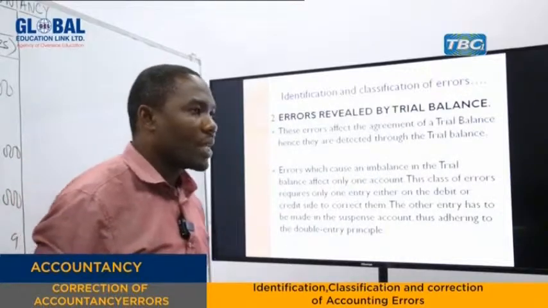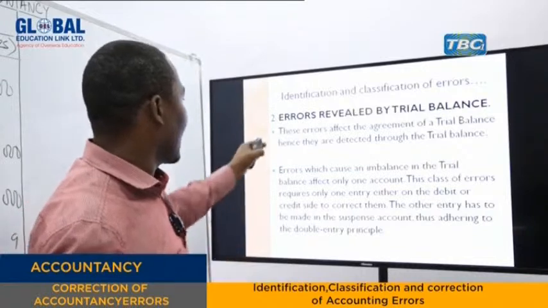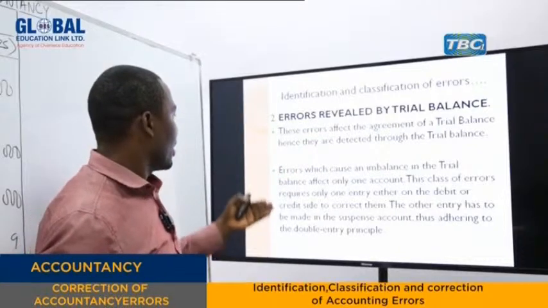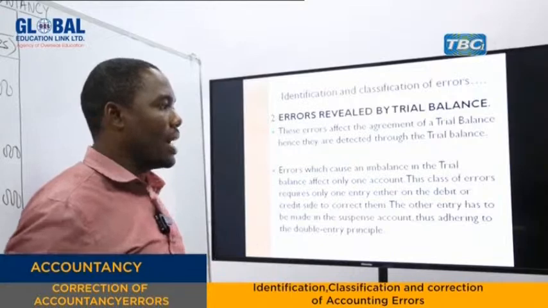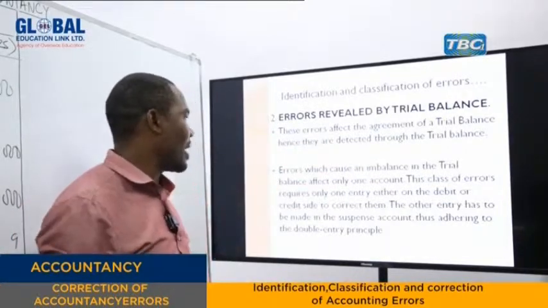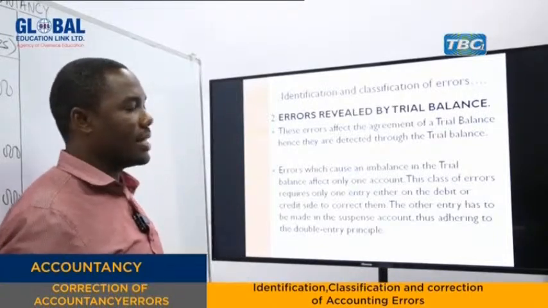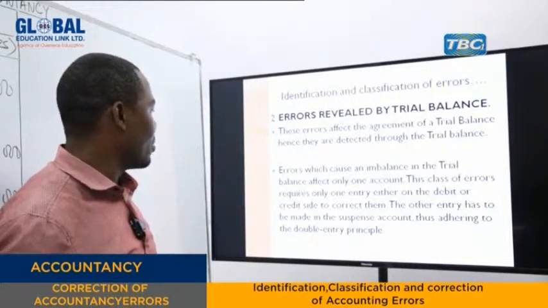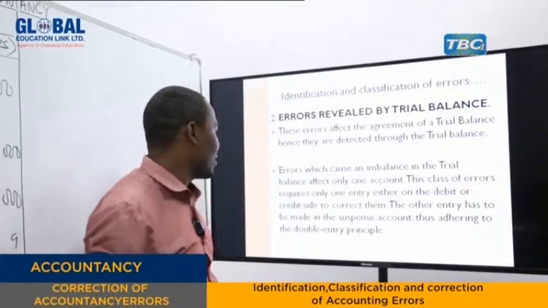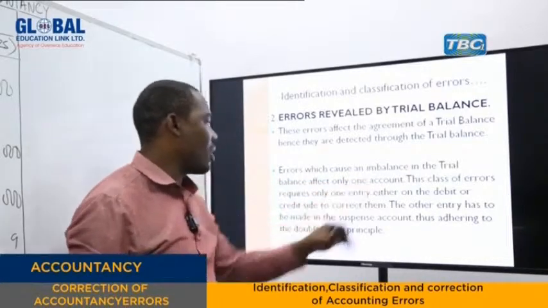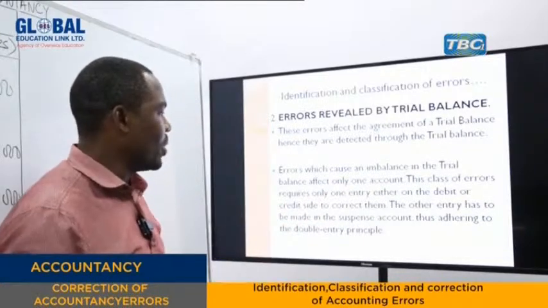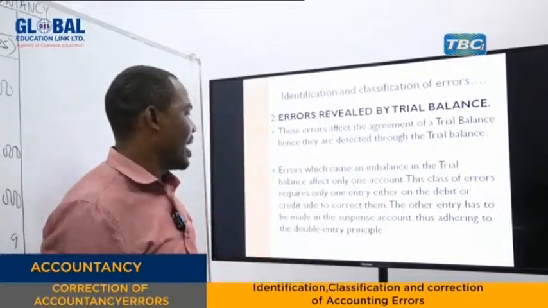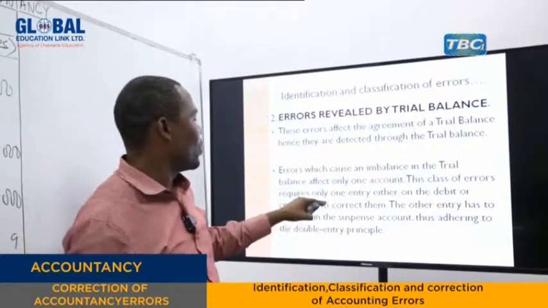Well, let us now go to the second category, errors revealed by the trial balance. With these errors, when they happen, they affect the agreement of the trial balance. So they are detected through the trial balance. What causes imbalances in the trial balance? We say that errors which cause imbalances in the trial balance affect only one account. So this class of errors requires only one entry again, either in the debit or credit side, to correct them.